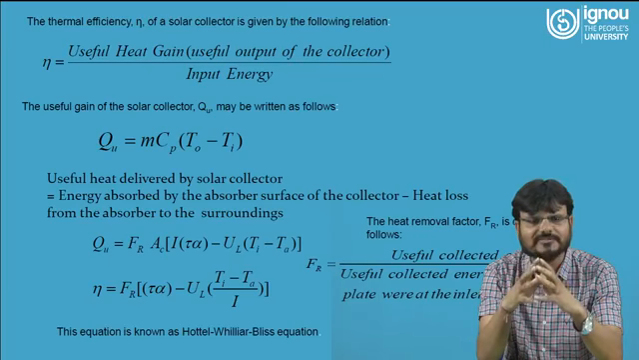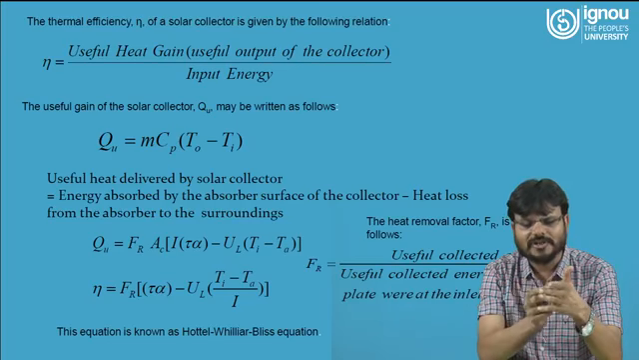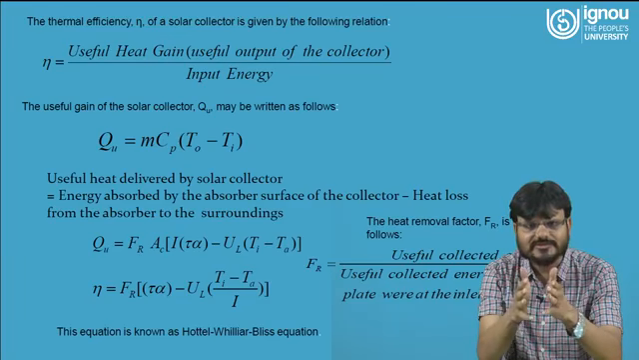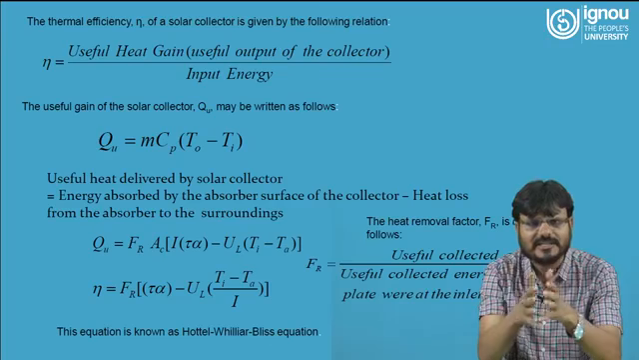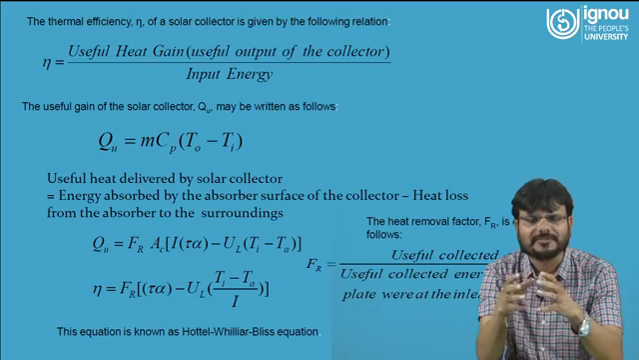Overall heat transfer coefficient means what? That means heat may be transferred from the body of the chamber, heat may be transferred from the insulation of the chamber. So the overall heat transfer coefficient can be denoted as U_L, and Ti is what? Ti is the temperature of the working fluid, and Ta is the ambient temperature.